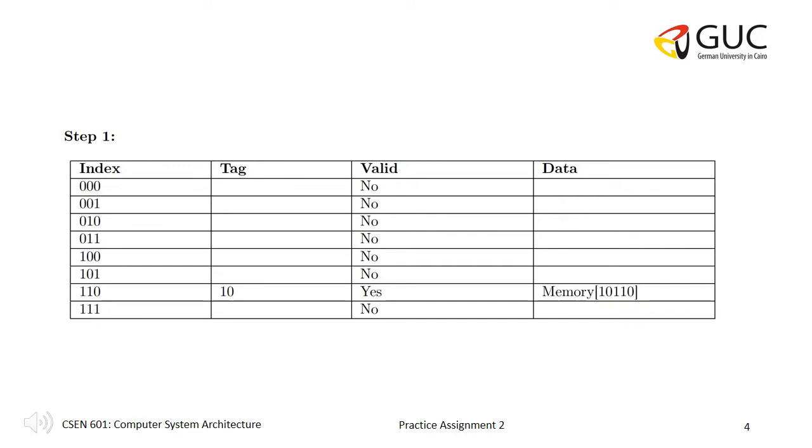So this is the current state of the cache after the processor missed the address 22. Therefore, it got the data from the main memory and wrote it in the cache, so if the data is needed again, the processor can find it in the cache already. Here we find that the block with the index 110 has the tag part, the valid bit is turned to yes, and the data part is filled with the data from the memory with this address.